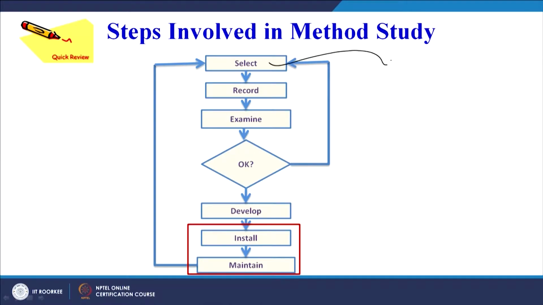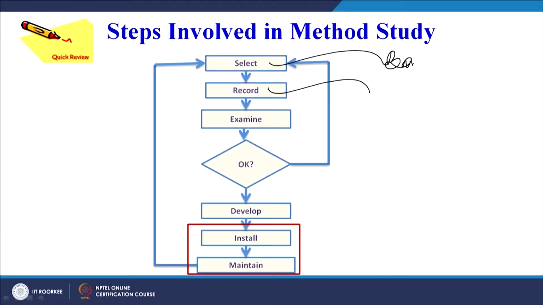So these are the steps involved. Already I have highlighted this. First we have to select. In the previous session I took an example, and today again I have taken an example. We need to identify the area where we want to do the method study, where we want to put our energy and try to improve the current way of doing the work. So first is selection, then recording. Today's example is of a bank official.